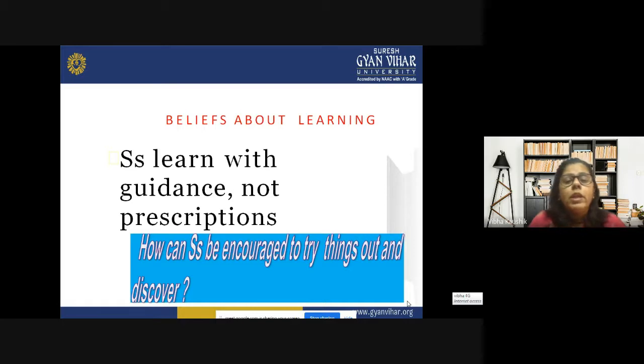Beliefs about learning. Students learn with guidance, not prescriptions. Now you have to work as a guide, as a facilitator, and that will make their learning more effective. How can students be encouraged to try things out and discover? Means how can we encourage the students so that they will try things out in a different manner and discover new learning.